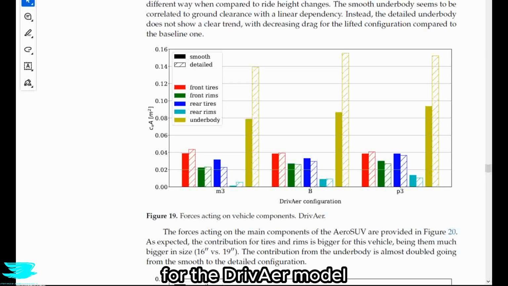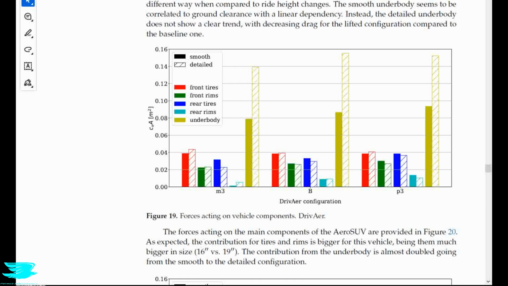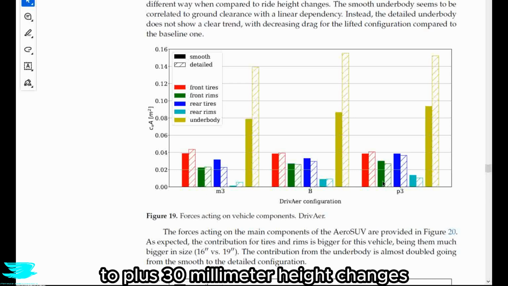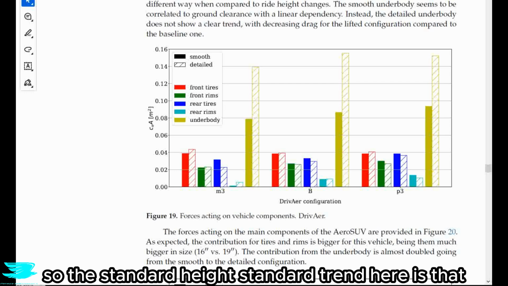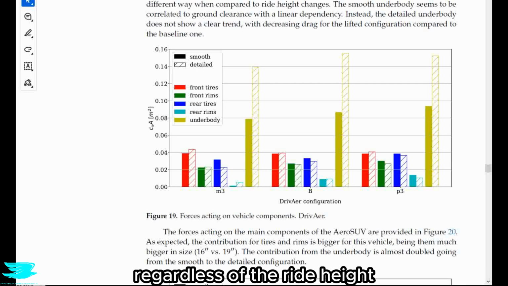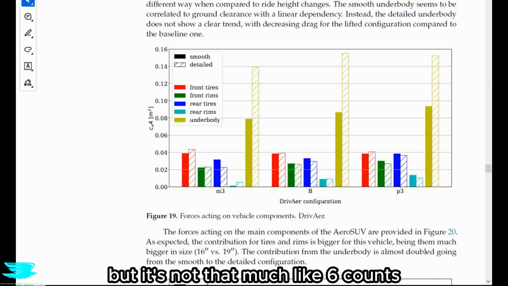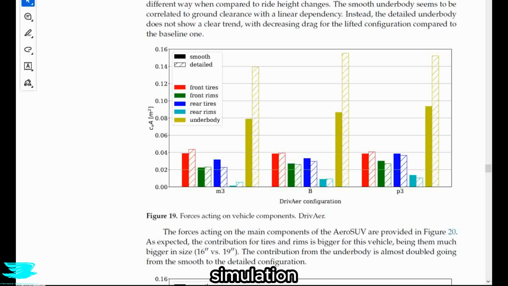for the Drive Air model, and the differences between the smooth and detailed underbodies, going from solid to the hashed column bars, and for different ride heights too. So M3, B, and P3, so going from minus 30 to 0 to plus 30 millimeter height changes. So the standout trend here is that regardless of the ride height, the detailed underbody produces more drag area, but it's not that much, like 6 counts, and that is not necessarily outside the error of the simulation.